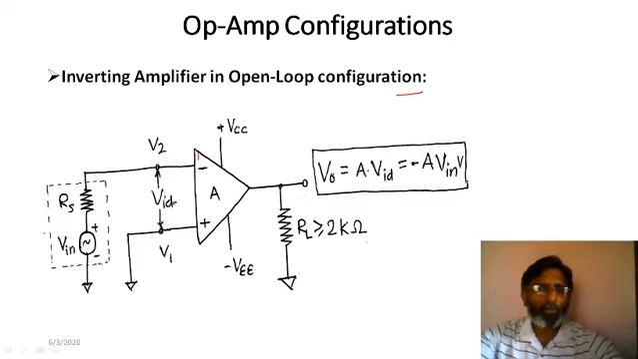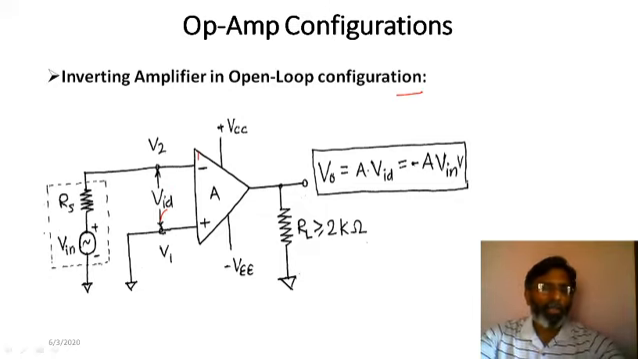Here I am getting the output. Here we have the inverting input. The potential at this terminal is V2. This is the non-inverting input. The potential at this terminal is V1. The difference is VID. That is, the net input to the op-amp is VID.